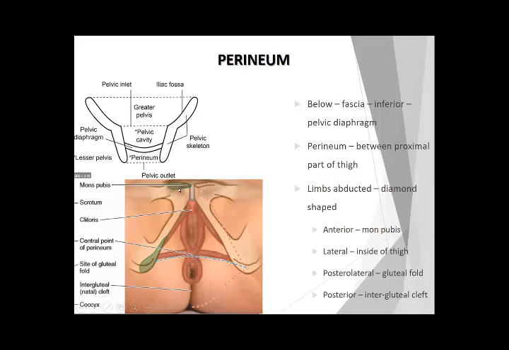Anteriorly is the mons pubis. Anterolaterally, inside of the thigh, medial surfaces of the thigh. Posterolaterally, we have the gluteal folds, and still posteriorly, we have the intergluteal cleft.